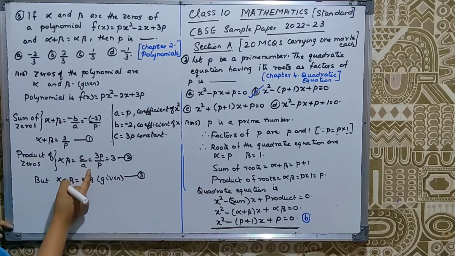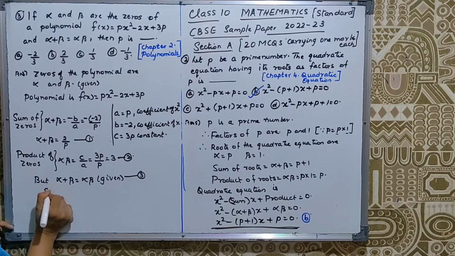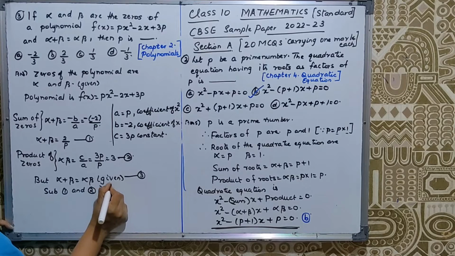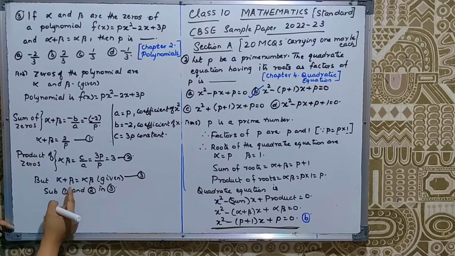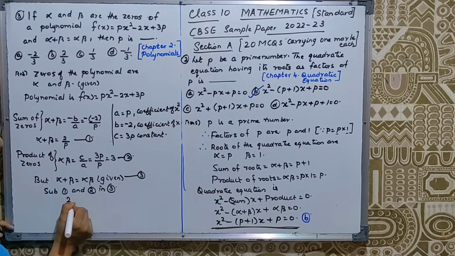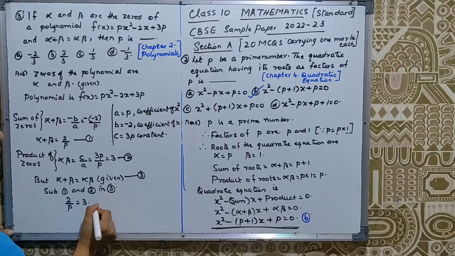Now substitute 1 and 2 in 3. Substitute 1 and 2 in equation 3. When you substitute 1 and 2 in 3, instead of alpha plus beta, you should substitute 2 by p, and instead of alpha beta, 3. So now I can cross multiply. So 3p equal to 2. So when we cross multiply, 3p equal to 2.